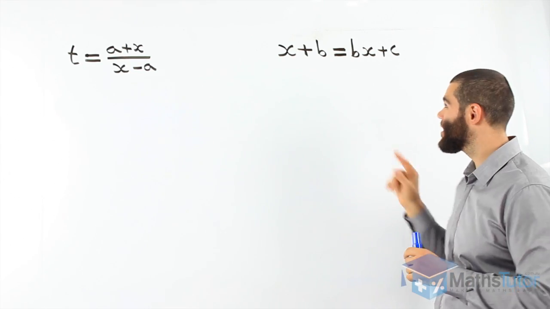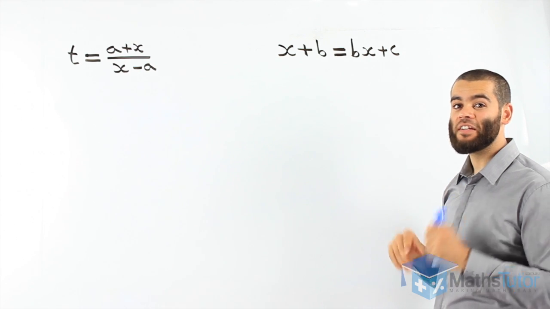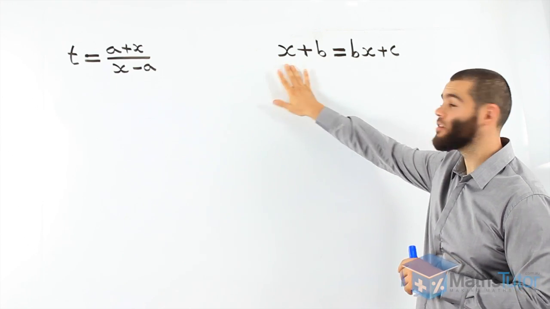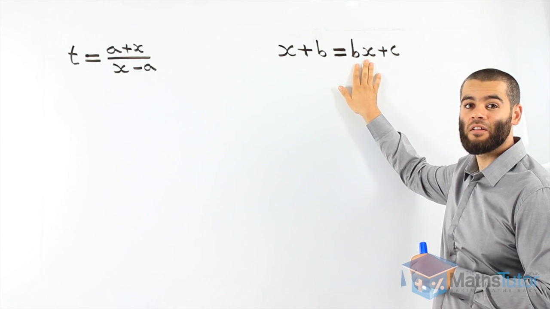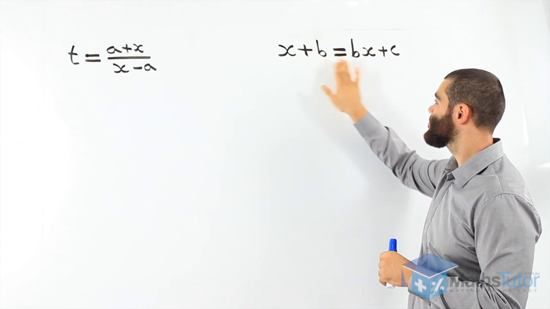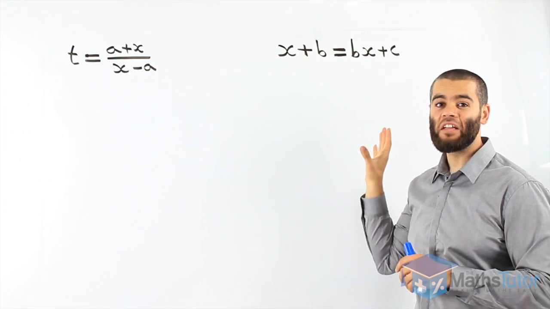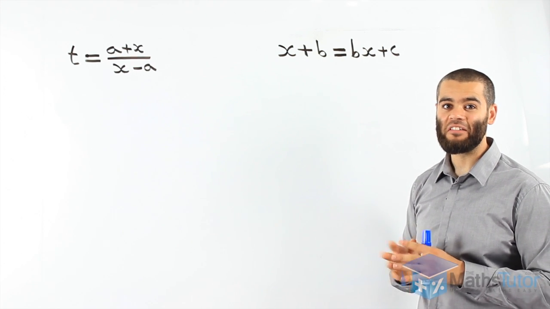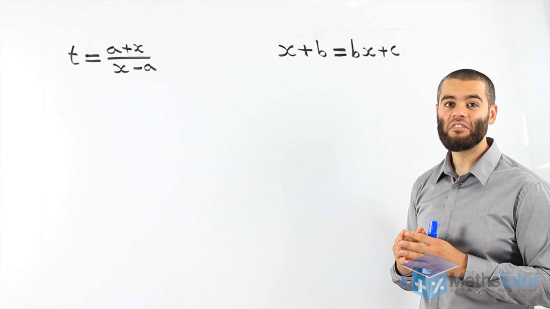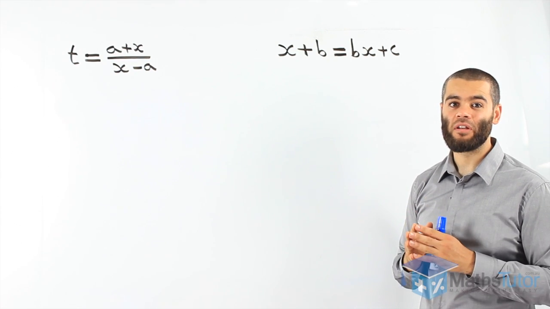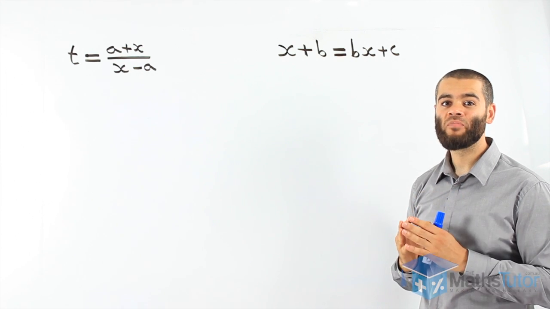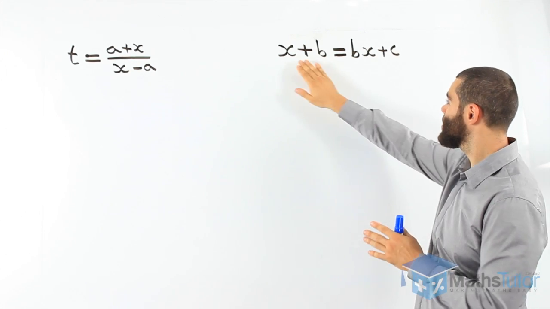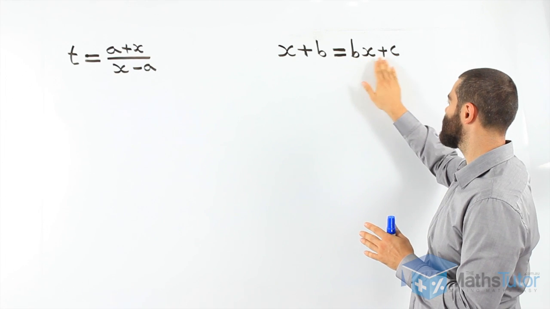Hang on, what can you tell? What can you identify? You can see that we have an x on this side and we have an x on this side. Whenever you see that, you can recognize straight away that somewhere along this equation, you're going to have to factorize. I'll show you. With experience, with practice, you'll get the hang of it. But I'm giving you a hint now: somewhere you're going to have to factorize. X plus b equals bx plus c.